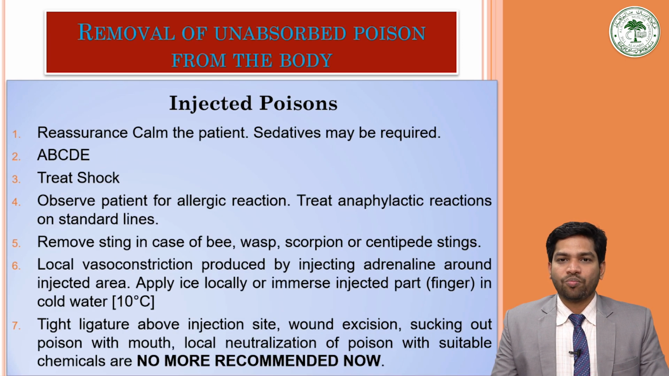Then for injected poison, the first and prime step shall be to reassure the patient or calm down the patient. Then manage ABCDE, then treat the shock, observe the patient for any allergic reaction, remove the sting. Local vasoconstriction is helpful by injecting adrenaline or applying ice locally or immersing the part of the body into cold water.